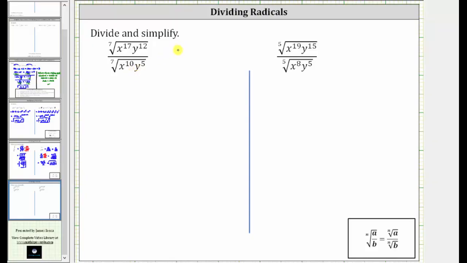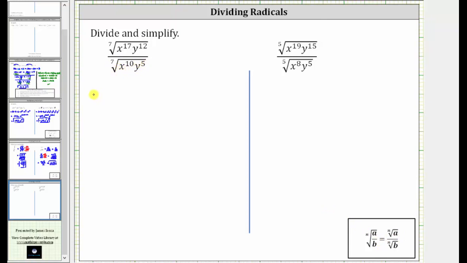We want to divide and simplify. Looking at the first quotient, notice how we have the quotient of two radicals, but the index of the numerator and denominator are the same, and therefore we can use the property shown here below to rewrite this as the seventh root of a single fraction.